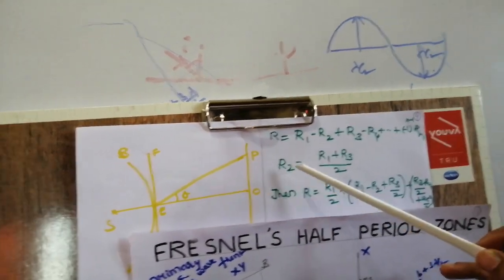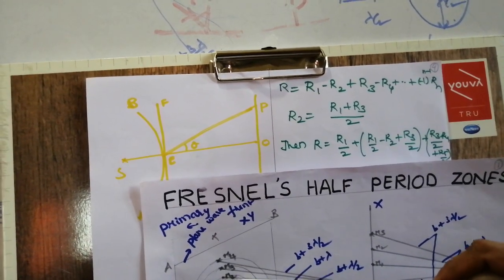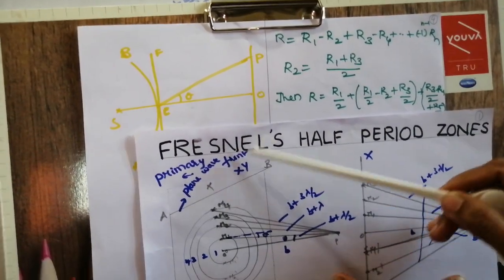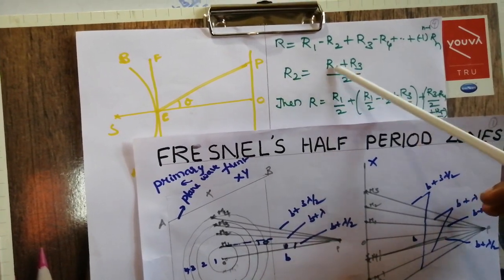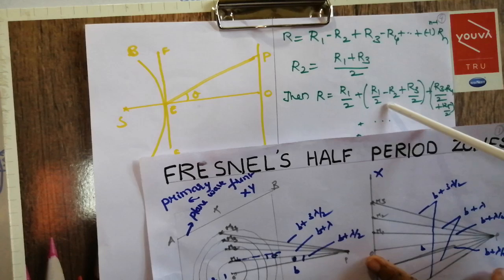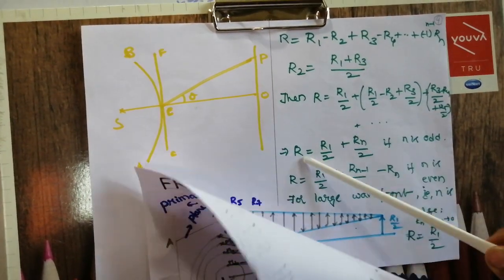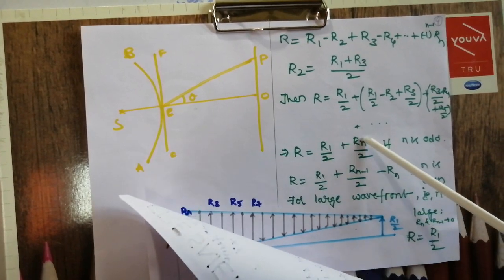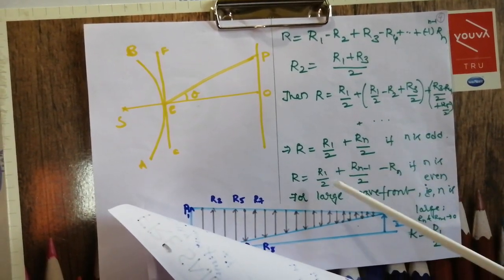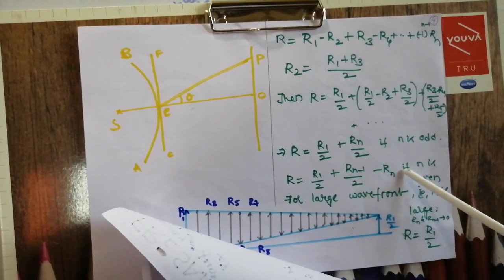As the amplitude R2 is the average of the preceding and succeeding amplitudes, R2 equals R1 plus R3 by 2. Then we can write R like this. All the terms in the brackets get cancelled. So R equals R1 by 2 plus Rn by 2 if n is odd. R equals R1 by 2 plus Rn minus 1 by 2 minus Rn if n is even.